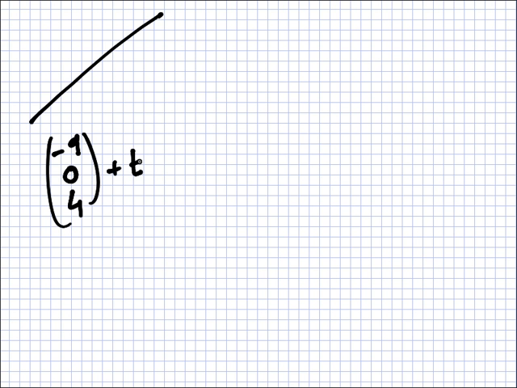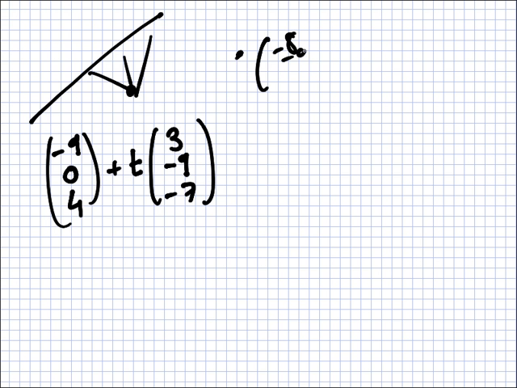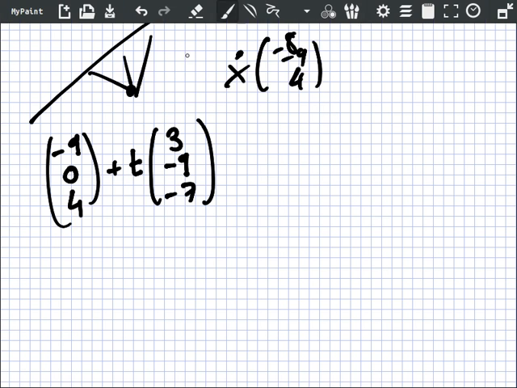Now look, I want to show you another way to do this, okay? So, here's our line again. And I'll just write it like this: minus 9, 0, 4, plus t times 3, minus 9, minus 7. Okay? And then here is minus 8, minus 9, 4. That's like the x.